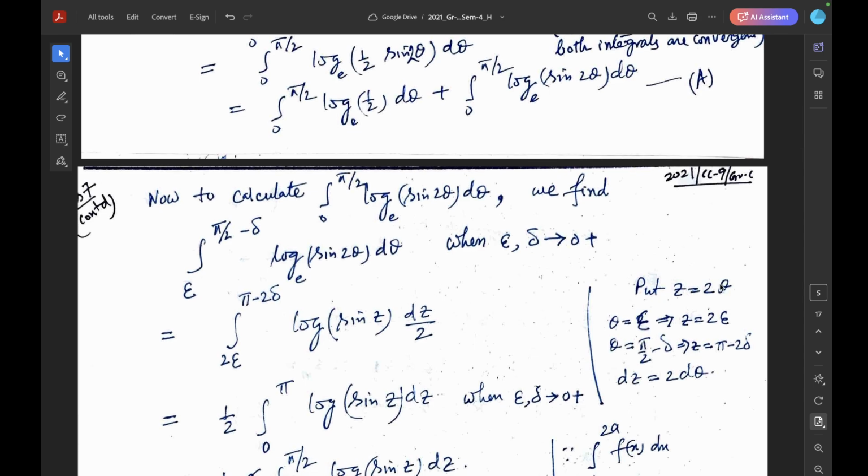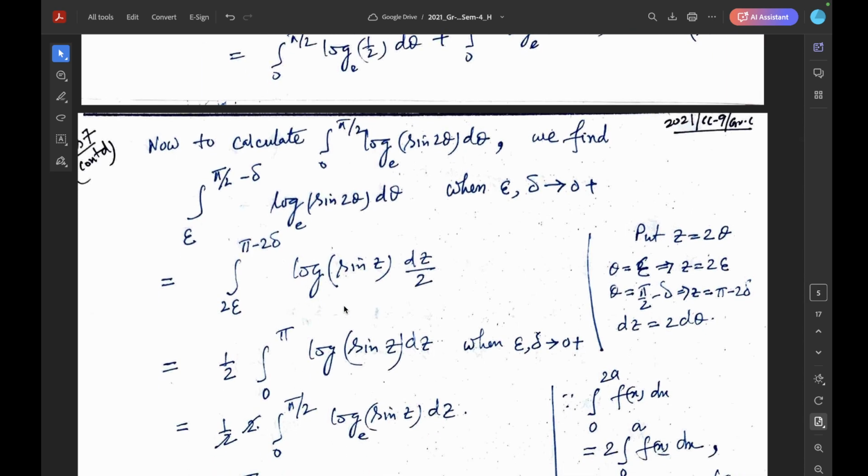Now put 2 theta equal to z, so log of sin z dz by 2, and the limits: z equals 2 epsilon when theta equals epsilon, and when theta equals pi by 2 minus delta, z equals pi minus 2 delta. This is the integral of log of sin z dz, whole 1 by 2 into this, and when epsilon and delta tend to 0, we get 0 to pi.